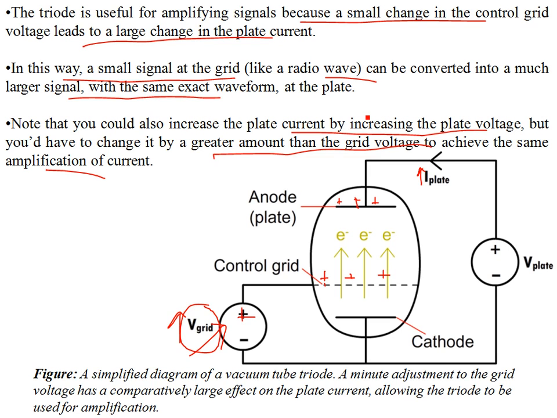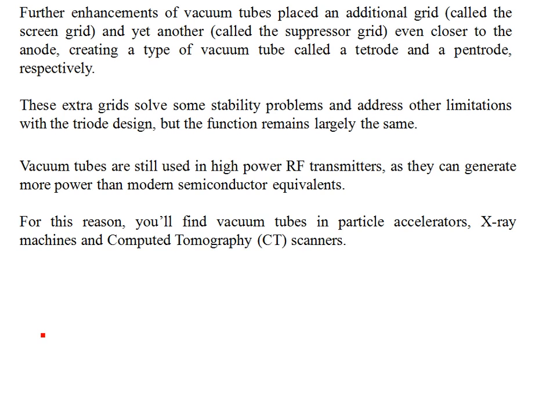The development of the vacuum tube was in the early 20th century, the 1900s, before the advent of transistors in the 1950s, after which transistors largely replaced vacuum tubes. But still, nowadays you will still find vacuum tubes in high power RF transmitters, since they can generate more power than semiconductor equivalent devices. So for this reason, you still find the tubes.